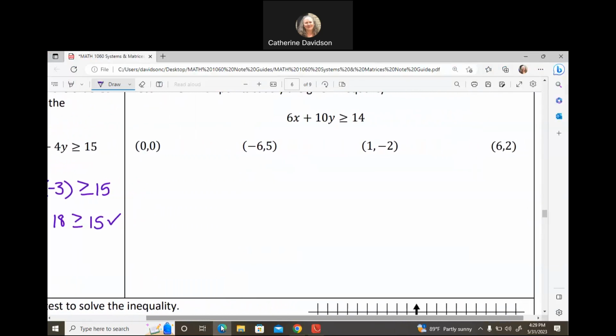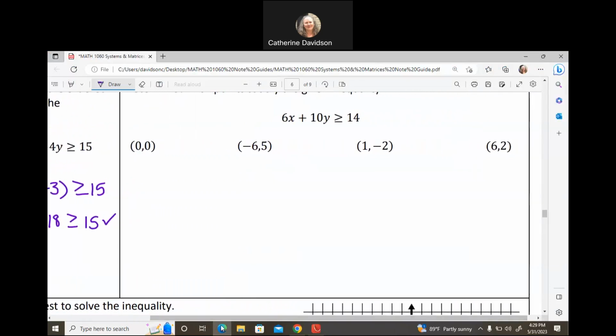Here we have an inequality and we have 4 different points. Let's start with plugging these in. I have 6 times 0 plus 10 times 0. I'm just going to plug it in on the left-hand side. That gives me 0. Is that greater than or equal to 14? No, it is not. So this is not a solution.